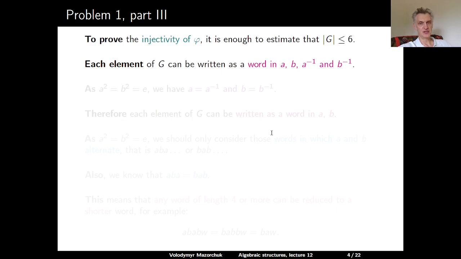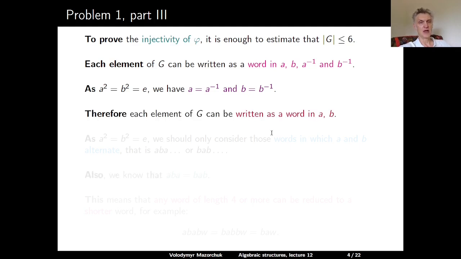By definition, G is generated by A and B, which means that any element of G can be written as a word in A, B, A inverse, and B inverse. Since we have the relations that A squared is equal to the identity and B squared is equal to the identity, we know that A is equal to A inverse and B is equal to B inverse. Therefore, each element of G can be written as a word in letters A and B, and that's it.